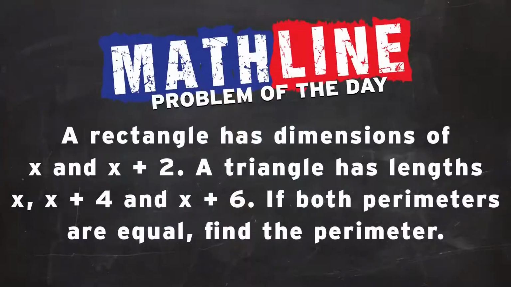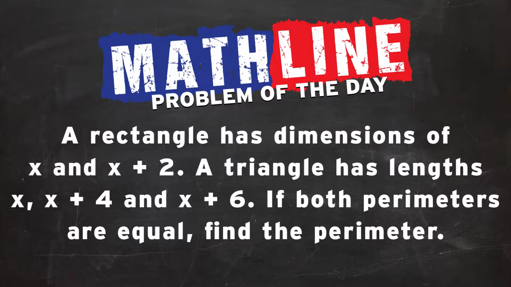How about it? Let's take a look at the problem of the day. It says a rectangle has dimensions of x and x plus 2. A triangle has lengths of x plus 4 and x plus 6. Both perimeters here are equal. Then it says find the perimeter.